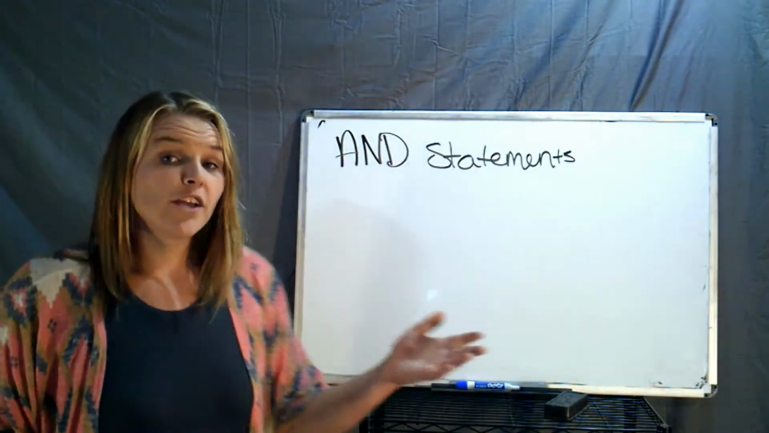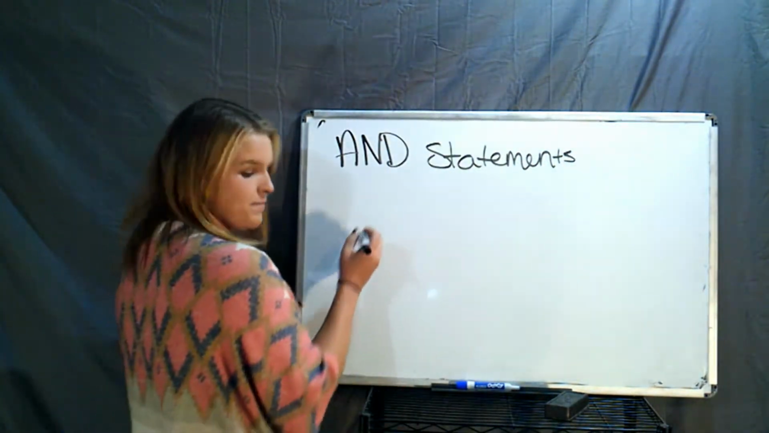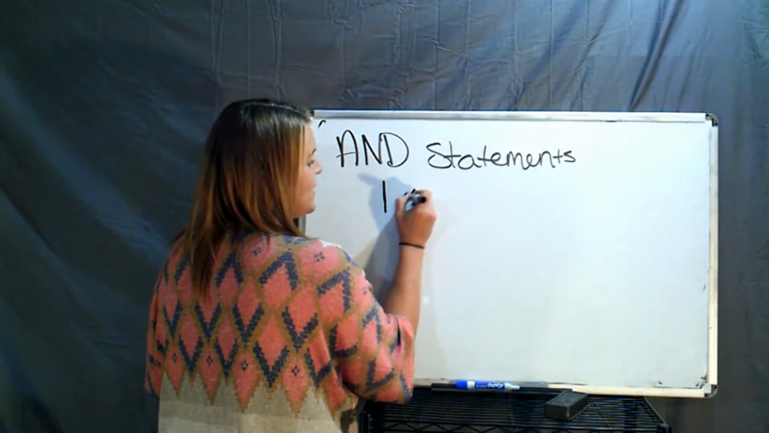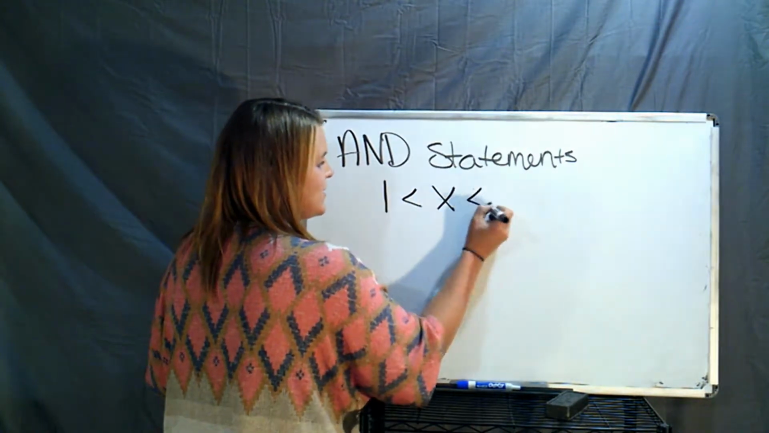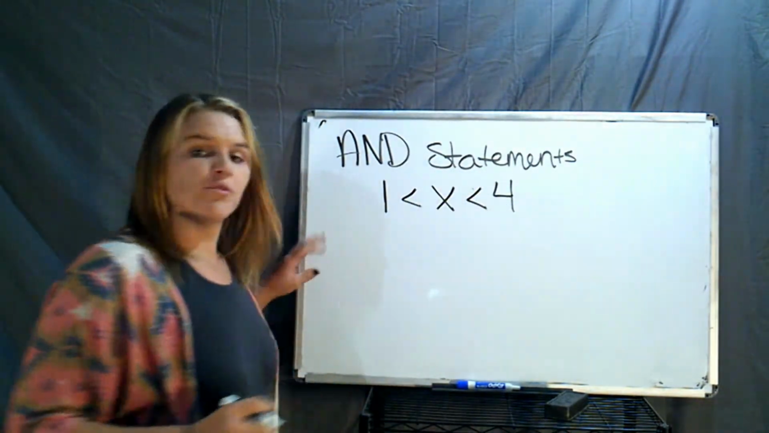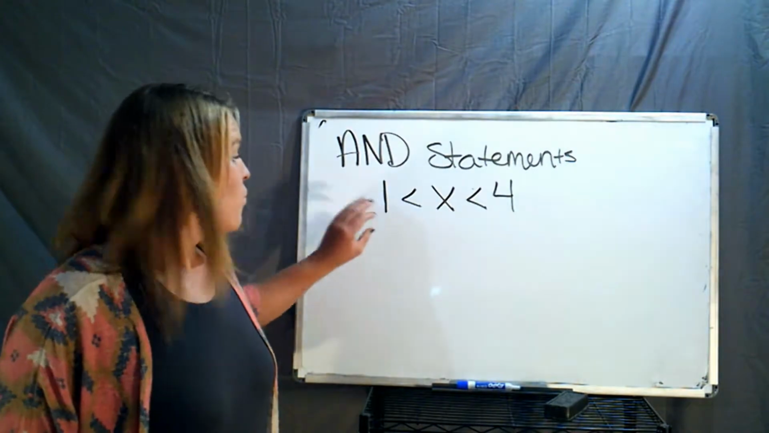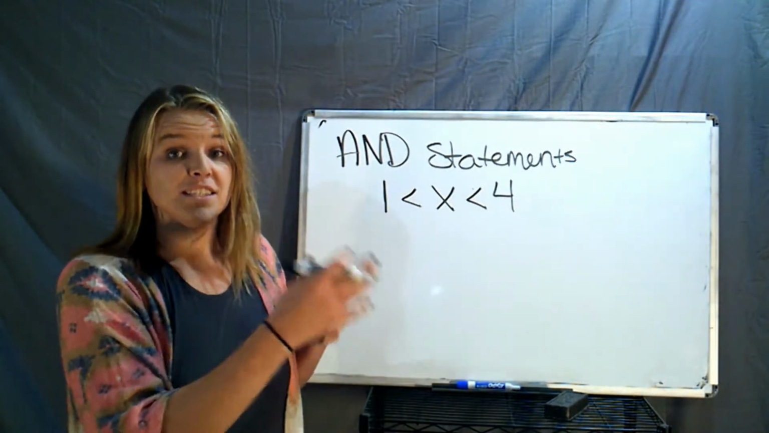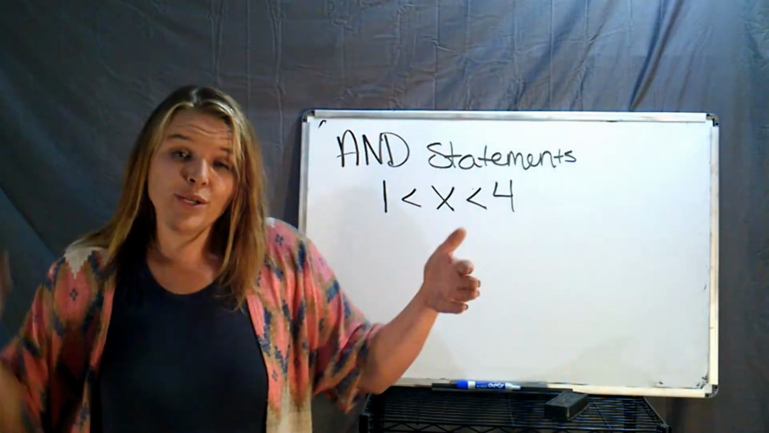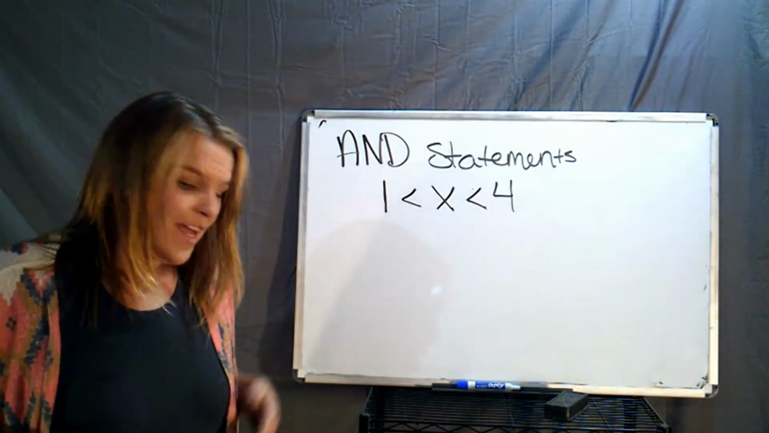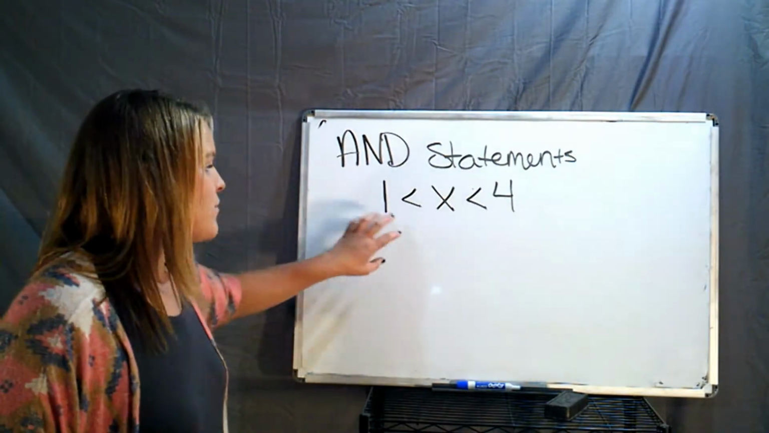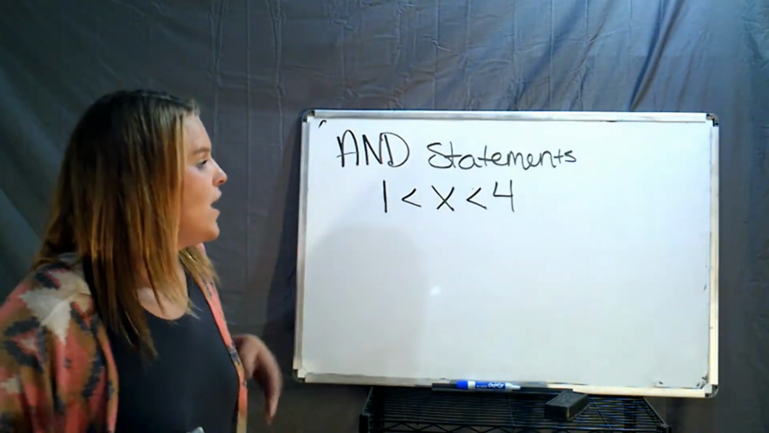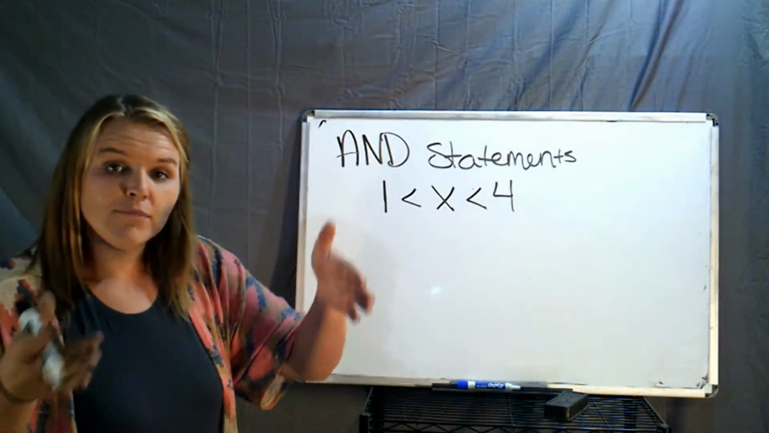And statements, I'll give you an example of one. Like 1 is less than x, which is less than 4. Now if you read this out loud, it actually makes sense. 1 is going to be less than x, and x is going to be less than 4. So it has to be a number between 1 and 4. And for these, when we're talking about the solutions of our inequality, both conditions must be true.